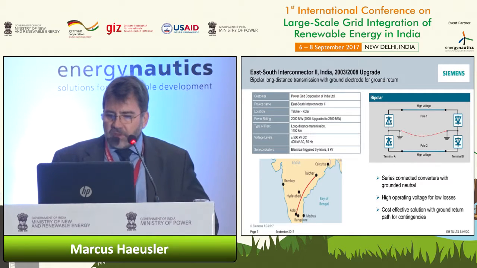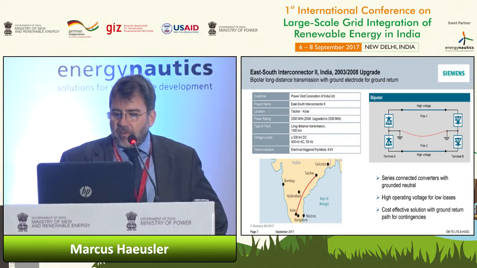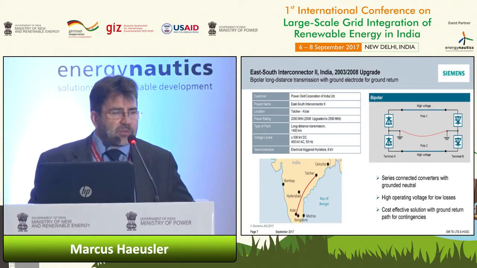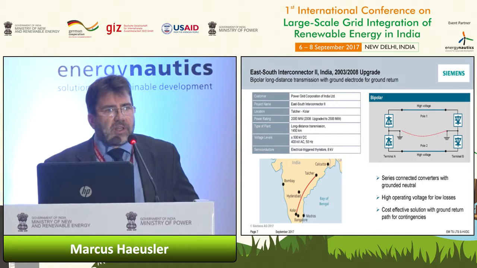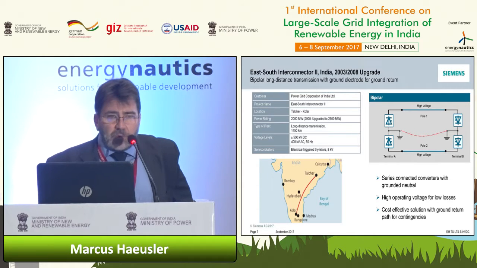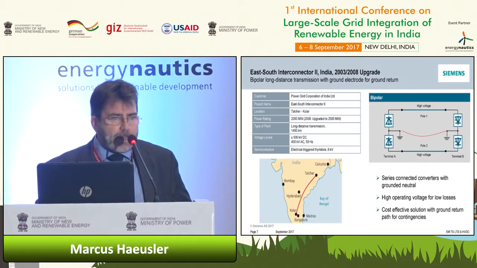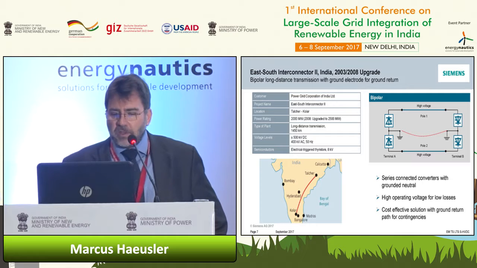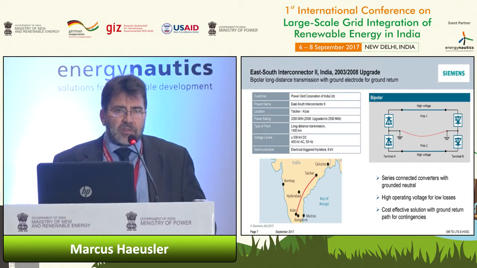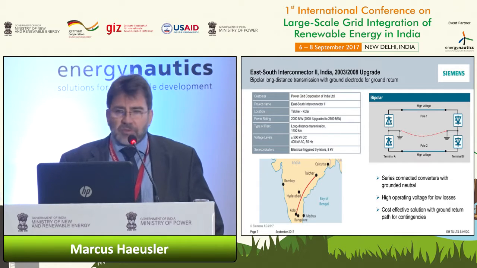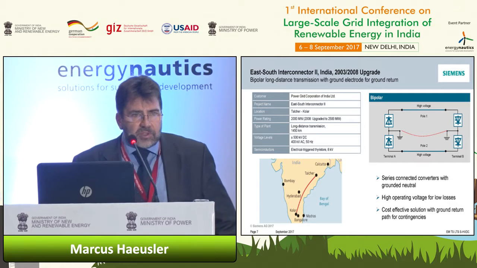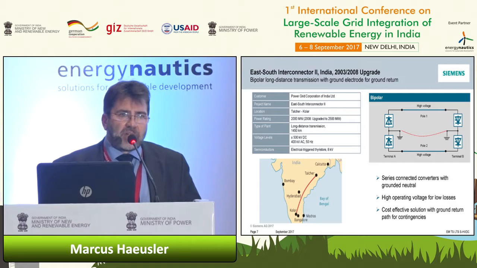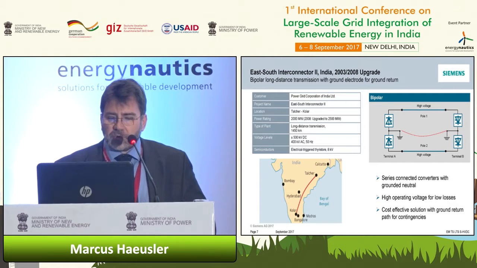For this east-south interconnector, a most economic way has been chosen by not installing a third conductor. So the return current is in this case forced to go through ground via ground electrodes. This is possible also for sea connections by sea electrodes. However, I have to say nowadays it's very difficult to get permission to construct new ground electrodes or sea electrodes worldwide. So in many cases, the new schemes now are designed with a third conductor, a metallic return conductor.